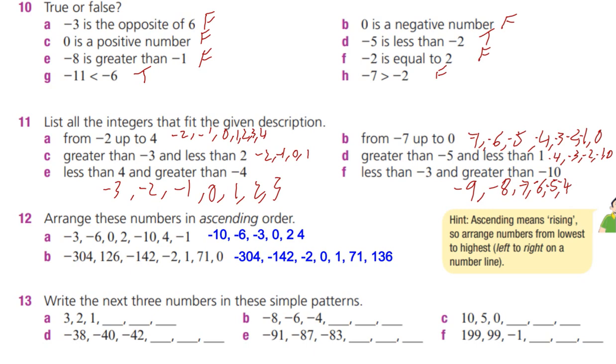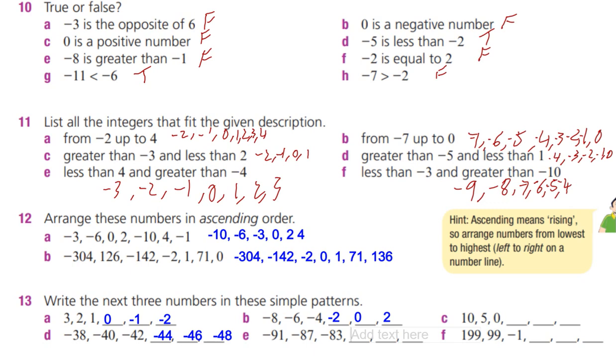Okay. Write the next three numbers in these simple number patterns. 3, 2, 1, 0, minus 1, minus 2. These are going down by 2 every time, so they'll be minus 44, minus 46, minus 48. These are going up by 2 every time, sorry. These are going up by 4 every time, sorry. It's because they're minus signs.